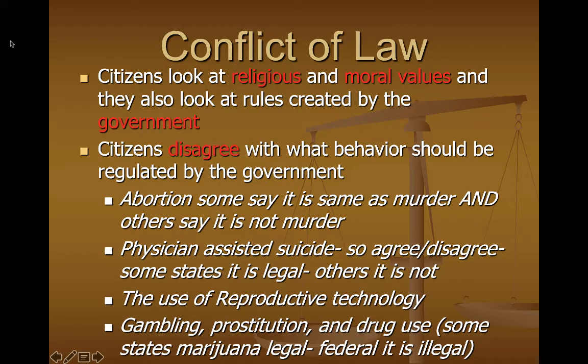All right, we also have conflict of law. Citizens look at religious and moral values, and they also look at rules created by the government. Citizens disagree with what behavior should be regulated by the government. For instance, abortion: some say it's the same as murder, and others say it's not murder. Physician-assisted suicide: some agree and some disagree.